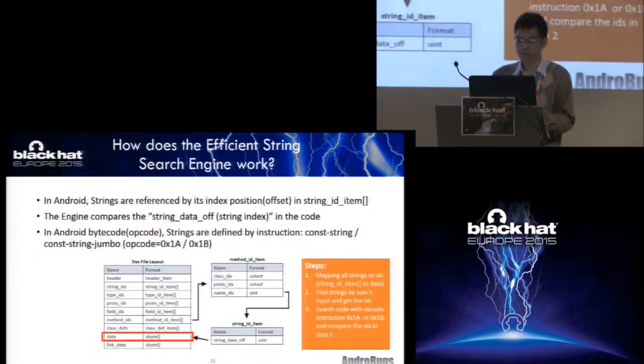So in Android, strings are referenced by their index position. In other words, the offsets in the string ID item arrays. So strings are not directly stored in the classes or functions index file. The steps for AndroBugs Framework to compare: first, it maps all the strings to IDs in the string ID item array. Second, it finds the strings by the user's inputs and gets the corresponding IDs. And third, it searches the code with opcode instruction 0x1A or 0x1B and compares the IDs from step 2. So the efficient string search engine in AndroBugs Framework is actually comparing integers.